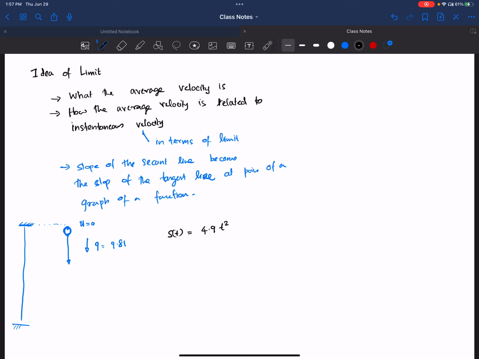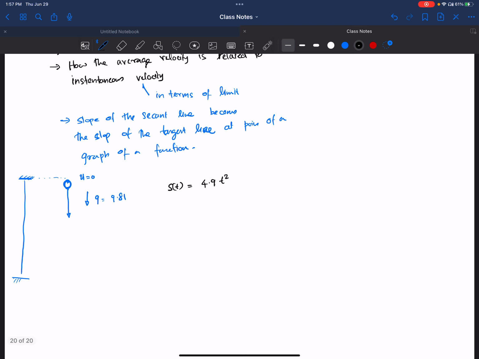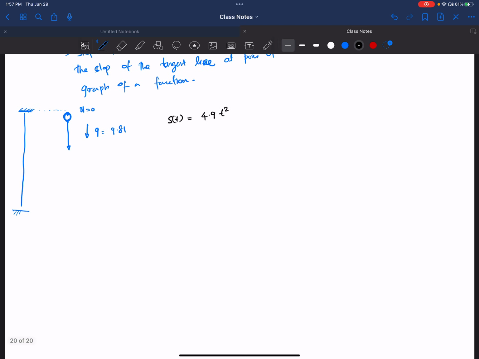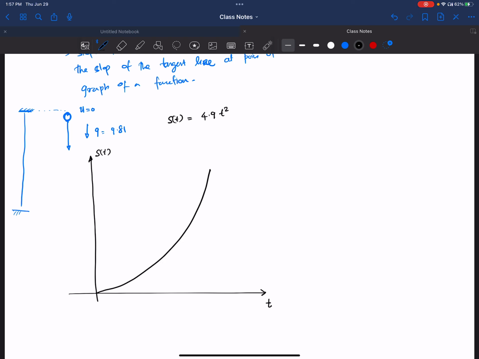So now when you look at this, I can draw a graph to represent this function. So my independent axis is t, time, and then s of t, the function, and it should go through the origin, right? It's a parabolic function, a curve like that. Okay, this is called the s of t curve.